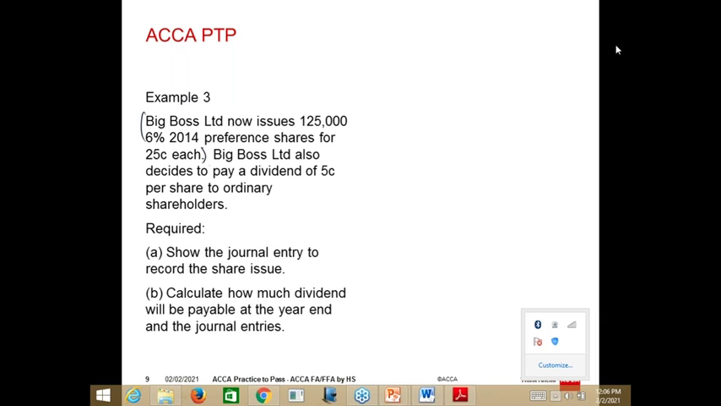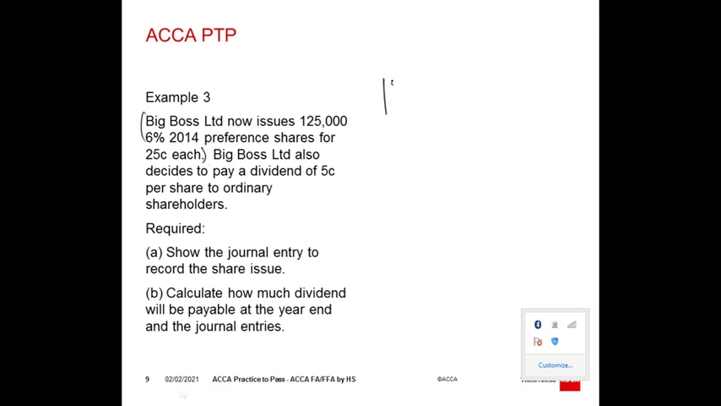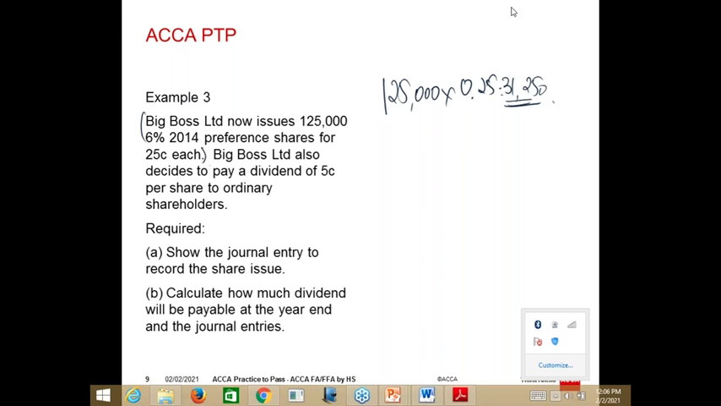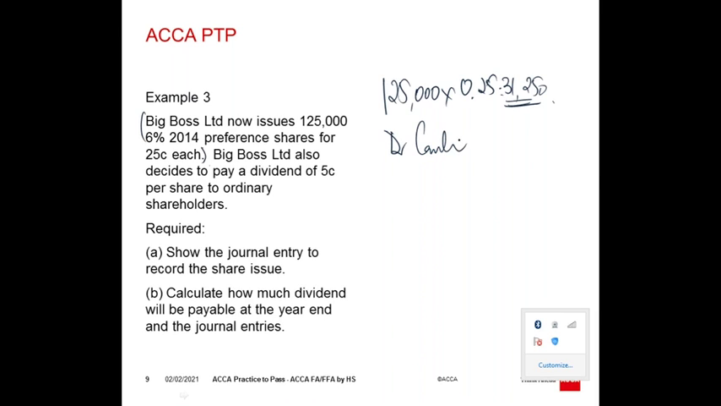Okay. Now the company has issued 1,25,000 shares, each having a par value of 25 cents. So 1,25,000 times 0.25, the amount will become 31,250. The accounting entry will be debit cash, credit preference share capital. Is it clear?